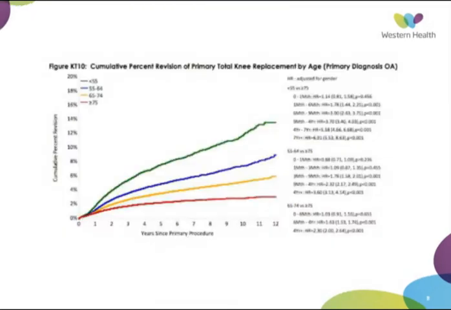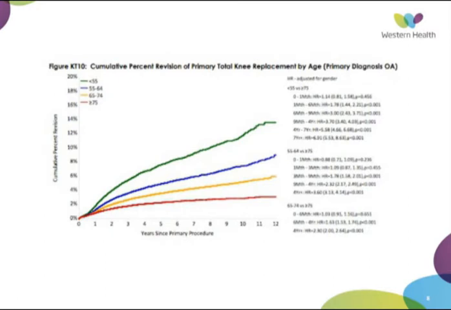The revision rate of a primary total knee by age, and this is where we've said that the younger active people do worse. You can see here it continues to diverge. The younger you are, whether it be less than 55 or 55 to 64, you continue to require a revision far earlier than those who are older. Up to 7 years, you're 7 times the risk of needing a revision.